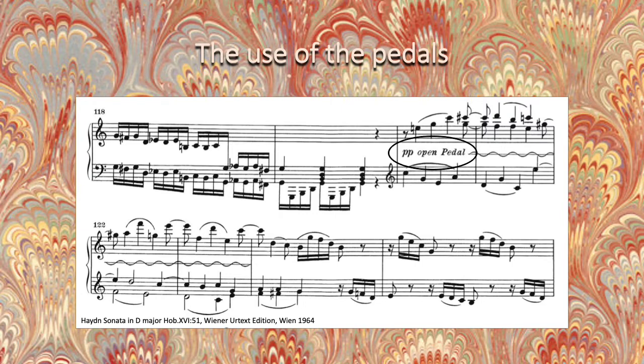But this is also a good example of the use of the unicorda pedal, which was totally different from the Viennese, because you can literally make una and due corde by pushing down a small wedge on the right side of the keyboard.